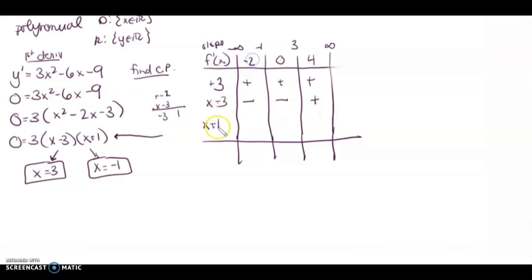Okay, negative 2 plus 1 is going to be negative. 0 plus 1 is positive. 4 plus anything is also positive. So we get positive, negative, positive. That means on this interval between negative infinity and negative 1, we're increasing, then we're going to be decreasing, and then we're increasing again.